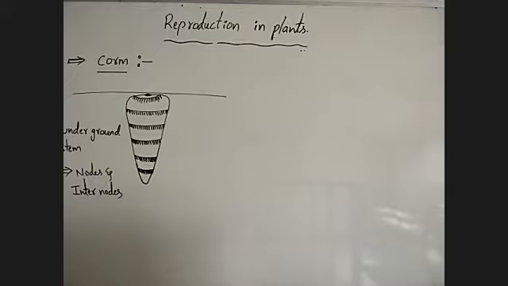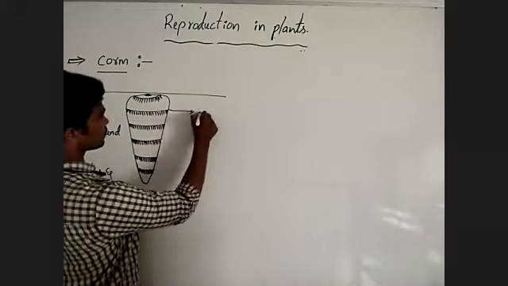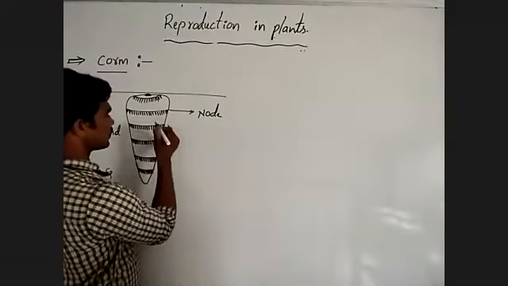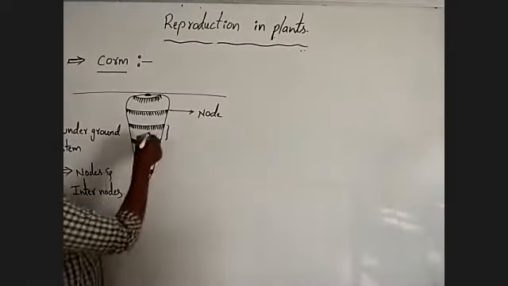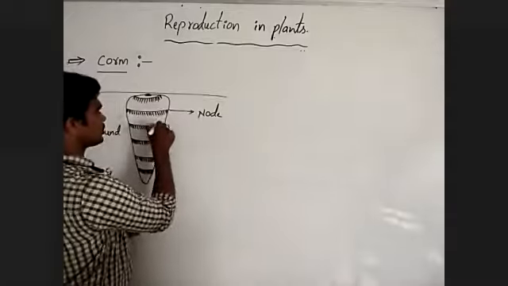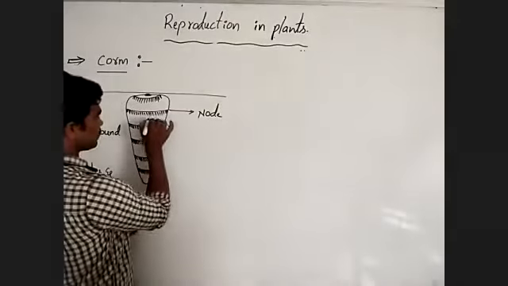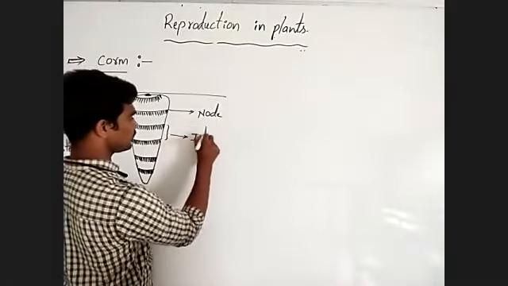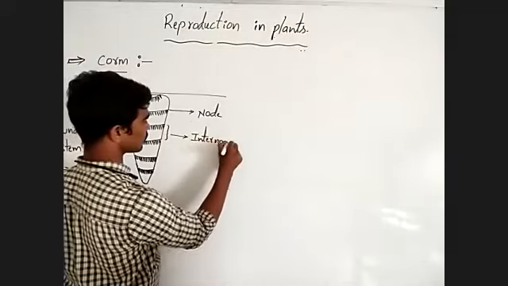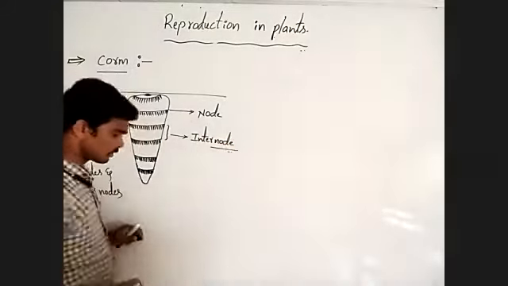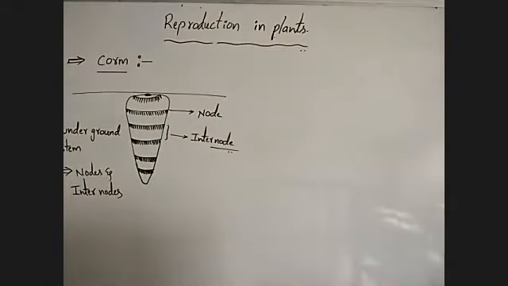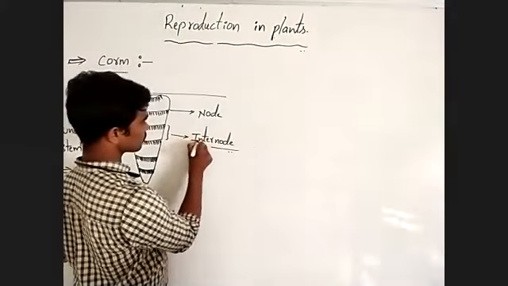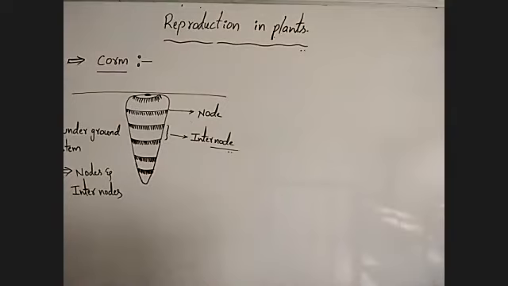Observe carefully. Here this is a node. The region present between the two nodes is called internode.